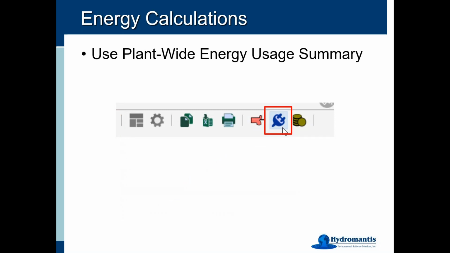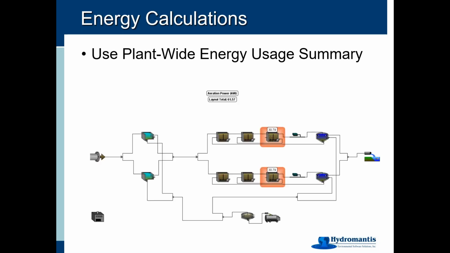Lastly, this is a relatively new feature in GPSX. I say relatively, we've had it for a couple of years now, is the plant-wide energy usage summary. It's one of the buttons that is along the top row on the right-hand side when you're in simulation mode. And it's supposed to look like an electrical plug. So you click on that button, and then what it does is it draws out an image of your plant, and then it highlights different kinds of energy usage by putting boxes of different colors around the different unit processes that you have.